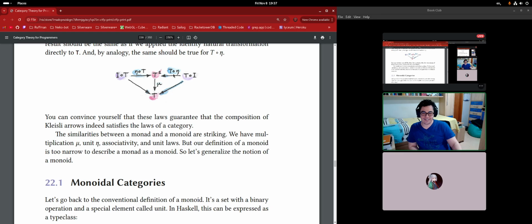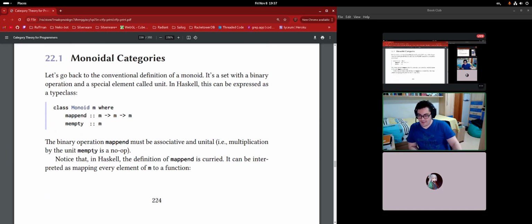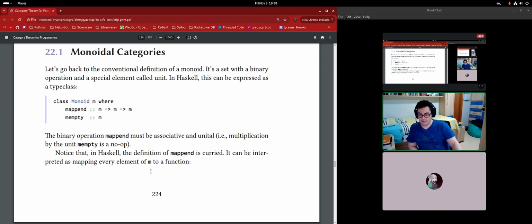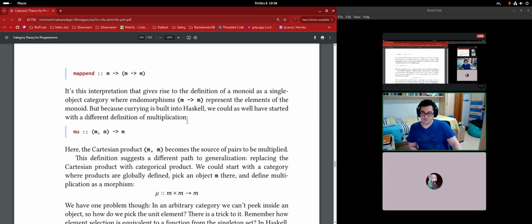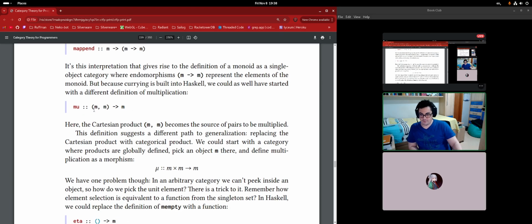So it is kind of here, but in Haskell the definition of append is curried. It can be interpreted as mapping every element of M to a function. We've seen this before. In this interpretation, that gives rise to the definition of a monoid as a single object category where endomorphisms represent the elements of the monoid. But because currying is built in, we could as well have started with the definition of multiplication. So this is uncurrying this thing, and now we are mapping a pair of objects to another one, to a single one. So now we have pairs, makes sense.